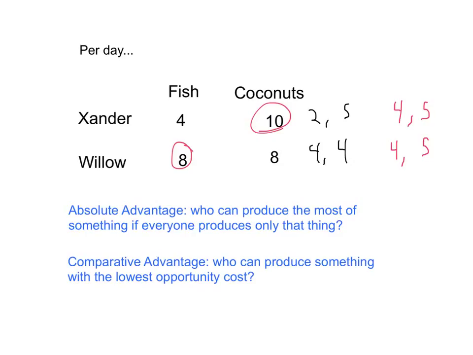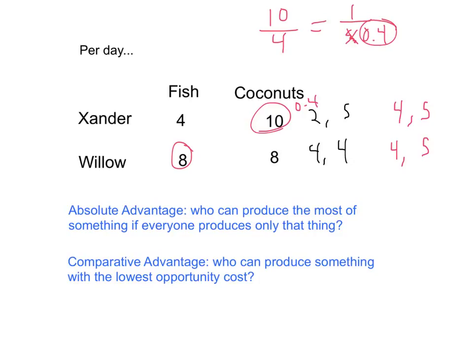And the comparative advantage is who can produce something with the lowest opportunity cost. So for Xander, what's his opportunity cost for a coconut? Well, he gets 10 coconuts or he gets 4 fish. So for every coconut, he misses out on 0.4 fish. That's his opportunity cost, 0.4 fish per coconut.